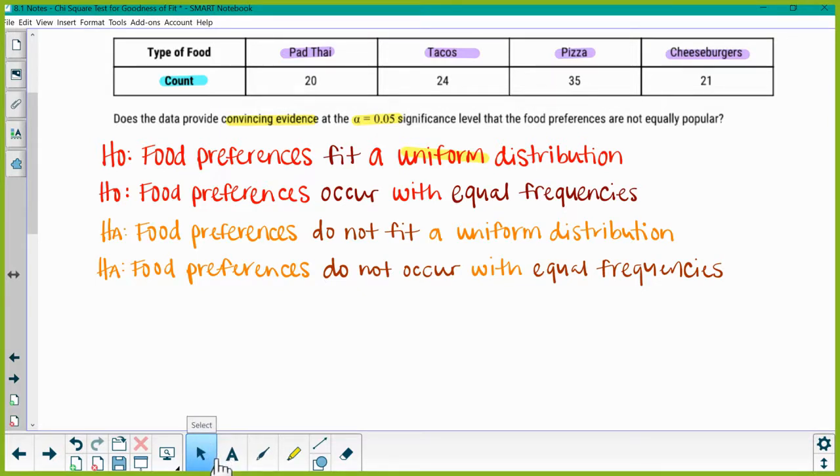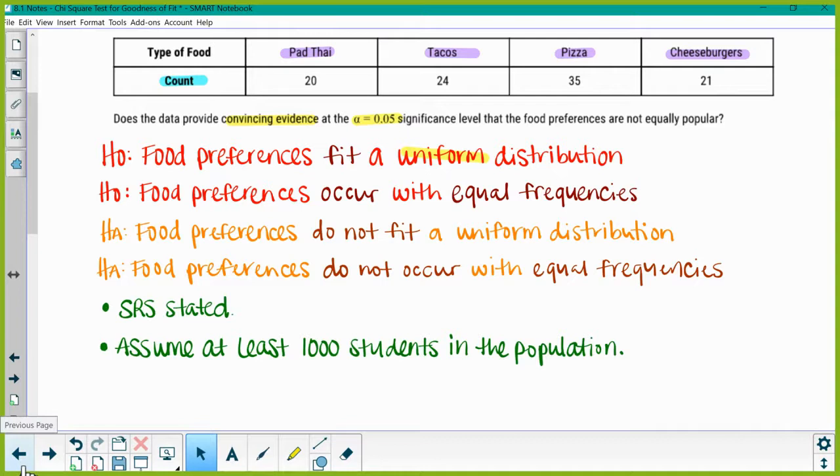So once I've written out my hypotheses, I am going to check my assumptions and conditions. First two are things that we should be familiar with. We're doing an SRS. It was stated. That checks off my random condition. The next thing I want to check is 10%. Mr. Choate took a sample of 100 students, and we can assume that there are at least 1,000 students in the population. That seems reasonable. At least 1,000 students in a school. Not something that I would necessarily argue against.